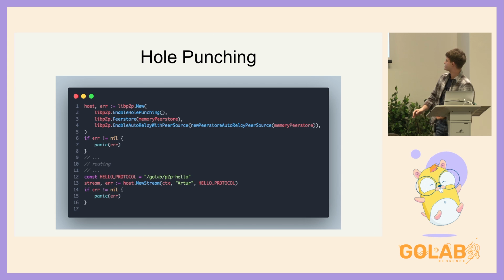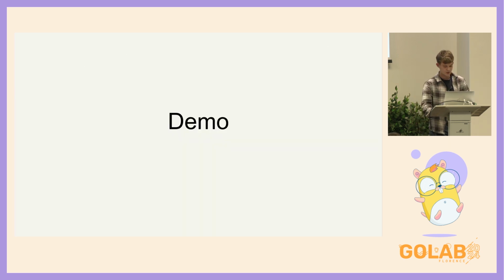And the best part is that you need to enable it only by line 2, peer-to-peer enable hole punching. So the whole infrastructure is there. And now host.NewStream will return only if the hole punching is successful, and we have a real peer-to-peer connection between the two nodes.